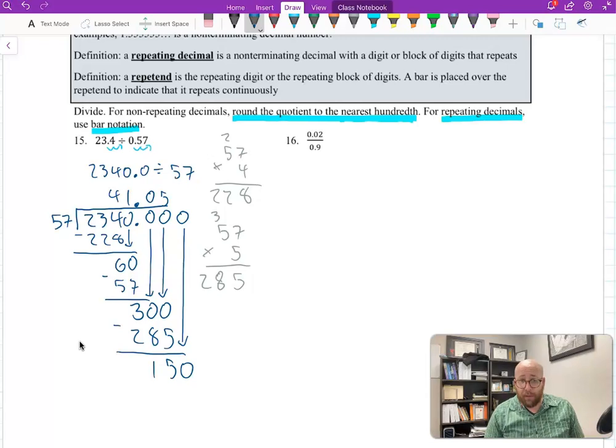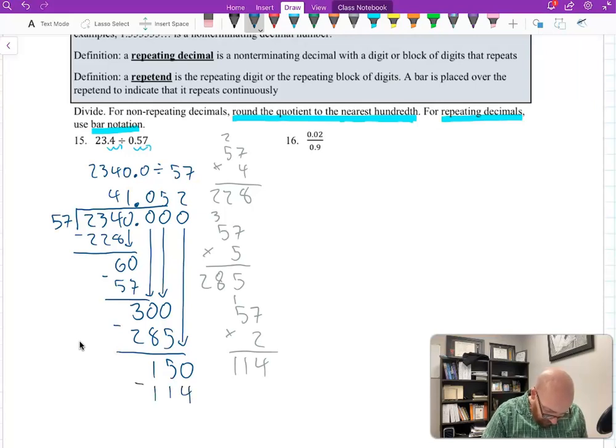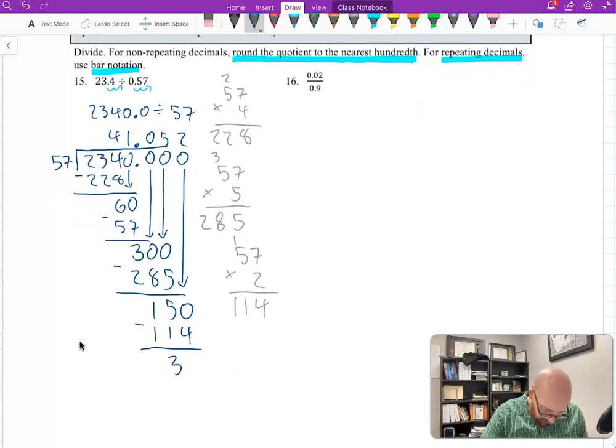How many times does 57 go into 150? It's going to go in there twice. 57 times 2: 2 times 7 is 14, carry the 1. 5 times 2 is 10, plus the 1 is 114. 2 times 57 is 114. The difference between 150 and 114 is 36.